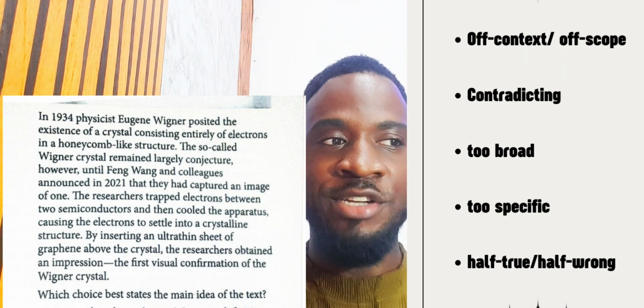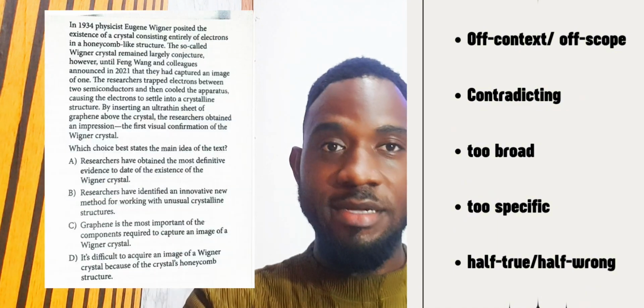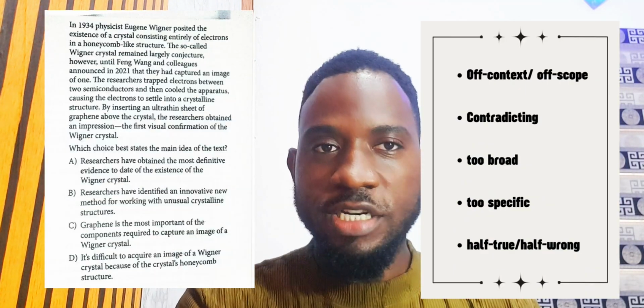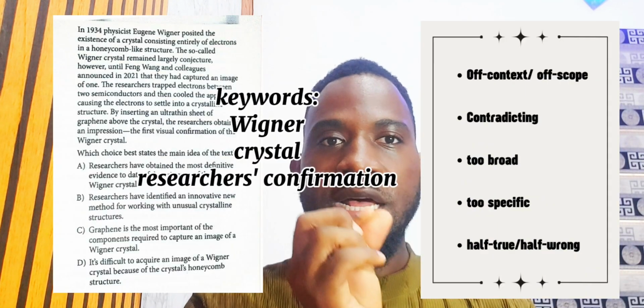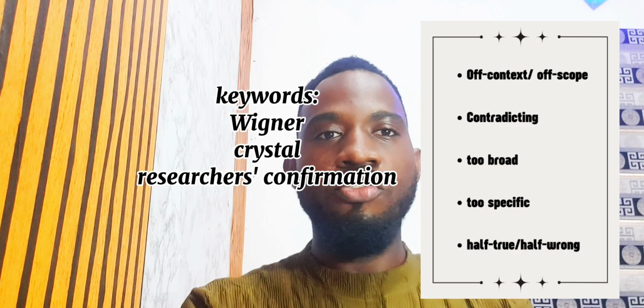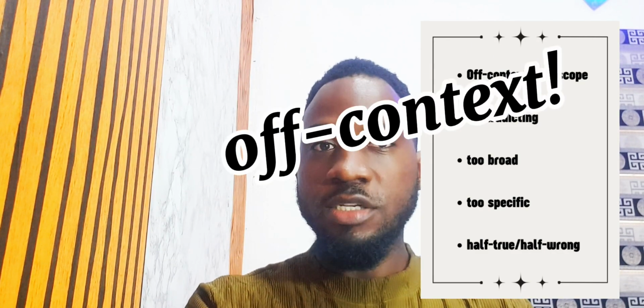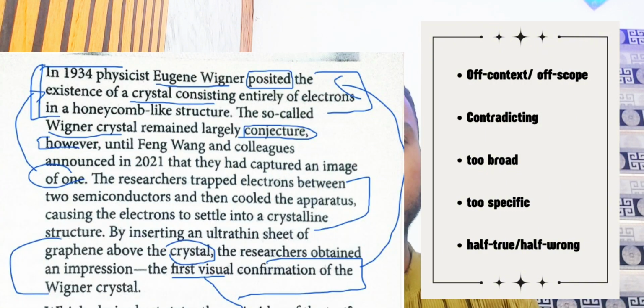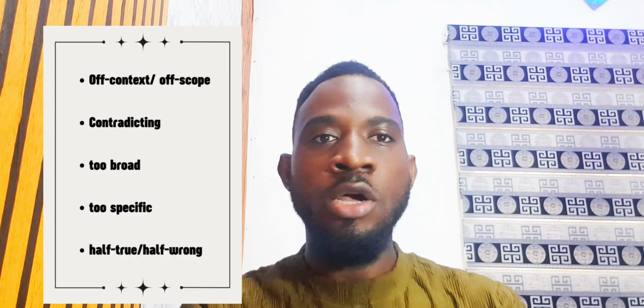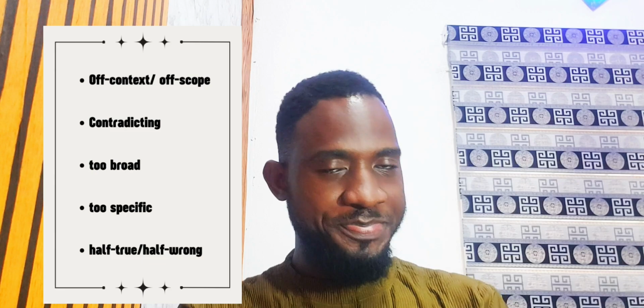The context of this passage here is obviously somebody, Wiener, crystal. You can just pick keywords. The keywords here are Wiener and a crystal, right? So if you find that an option does not mention any of these words, it is said to be off context. It's said to be discussing something entirely different. So you can call that off context or off scope.